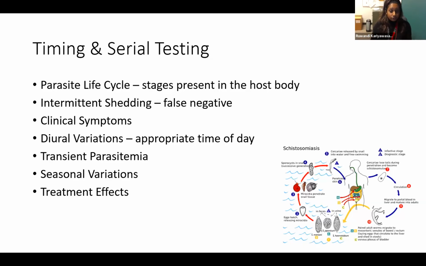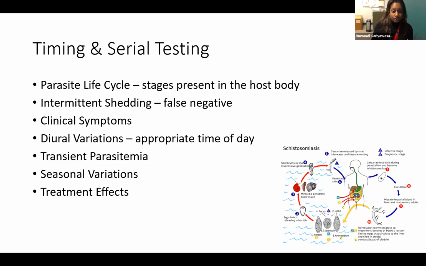Diurnal variation: certain parasitic infections, for example Schistosoma mansoni, so schistosomiasis, the release of eggs follows a diurnal pattern. The egg output actually peaks in the morning. So you want to make sure you collect the samples at the appropriate time of day, similar with filaria. There's a number of different parasites that have all these different variations that you have to consider when you want to collect a sample, because that has implications for our ability to diagnose or catch the infection in the lab.